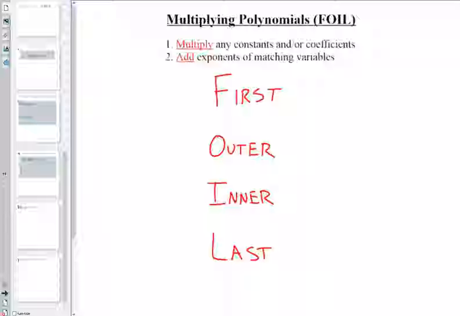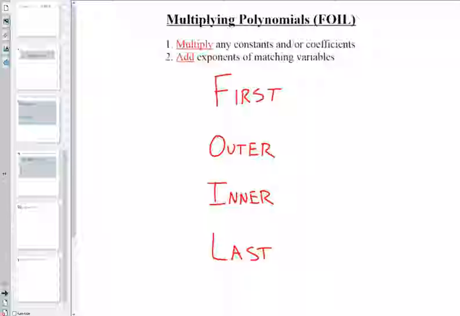So, what's a polynomial? What is a polynomial? ¿Qué es lo que es polinomio? Many what? Yeah, good. One or more terms. A polynomial is one or more terms.